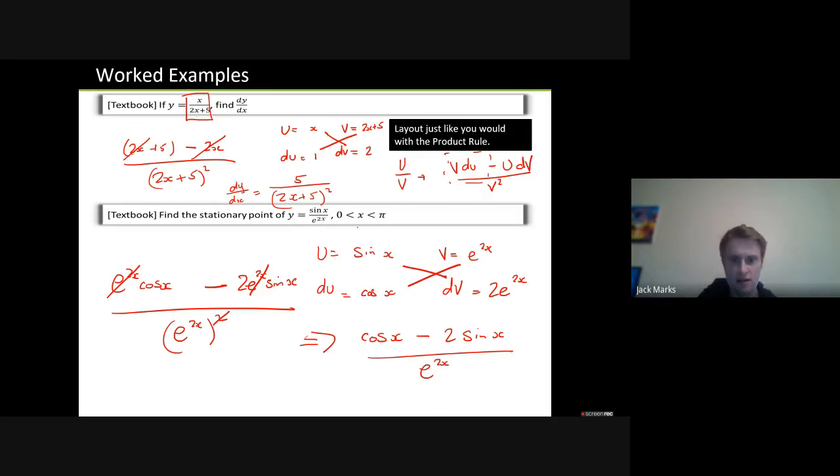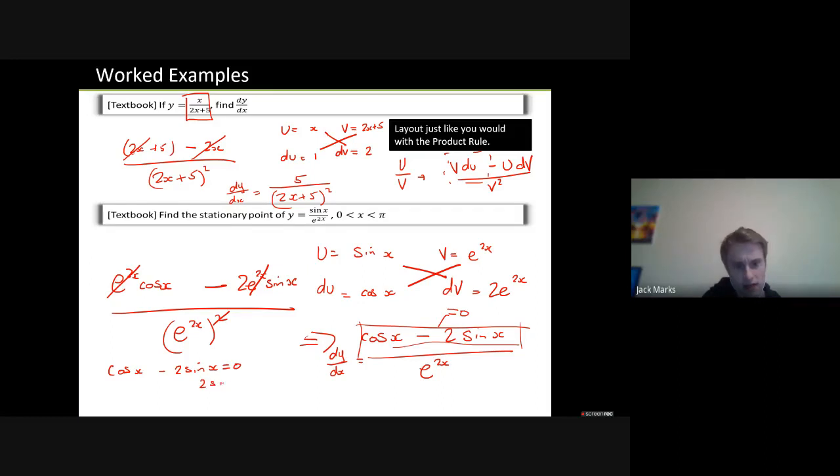Okay? Find the stationary points. Well, that is when this is equal to 0, because this is dy/dx. When will this thing be equal to 0? Well, we don't divide by 0 or infinity or anything like that. What we do instead is we look at the numerator. So the numerator should be equal to 0. So cos x minus 2 sine x is equal to 0.